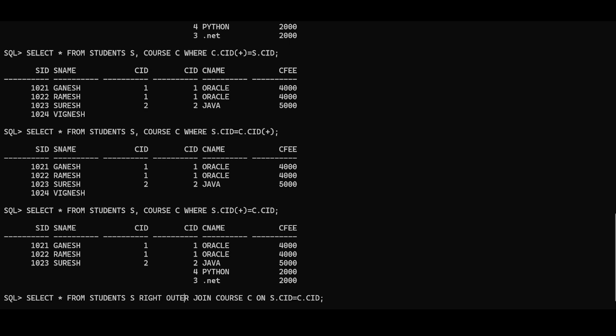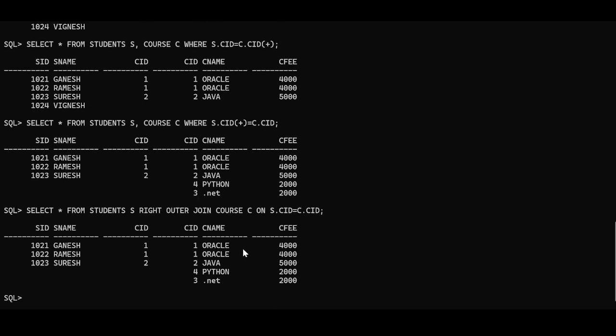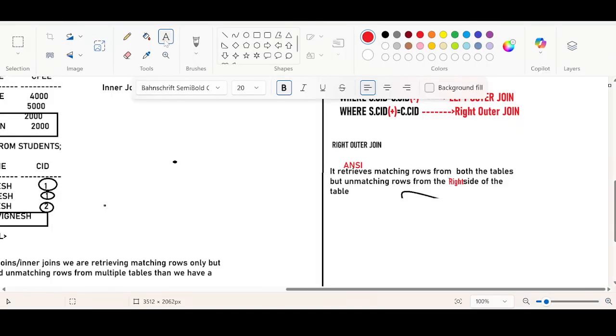Right outer join. See? Now you see, this is the right outer join key, right? This is the course table, right? Towards the right outer join, it will look for the right hand side table, which is the course table. It will retrieve the matching records and the unmatching records. The only change is what? Only change is the key. This is for the ANSI format.